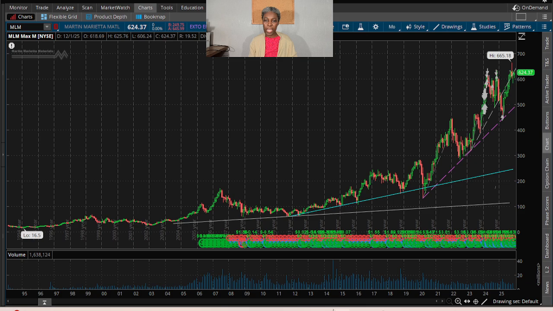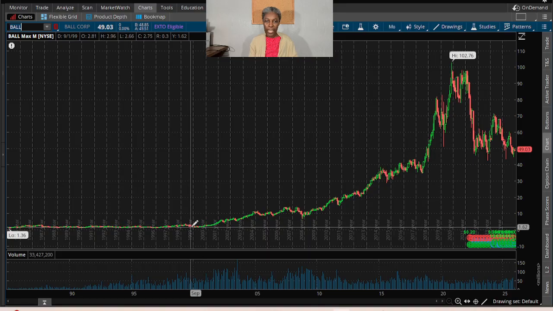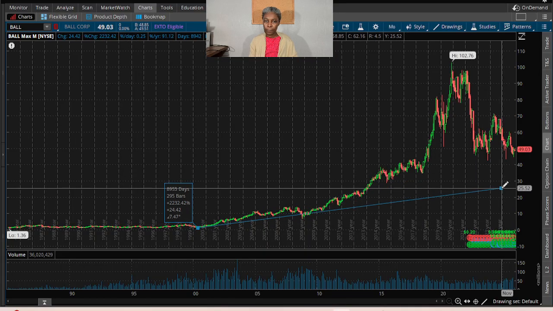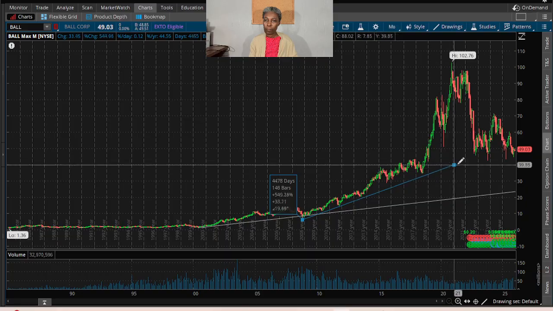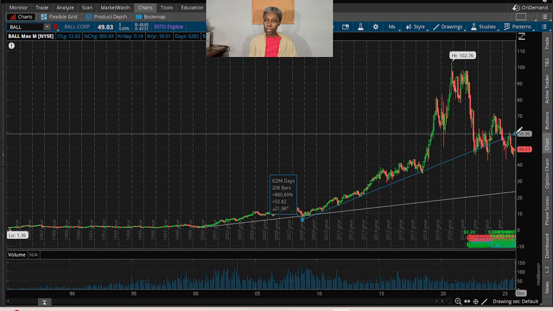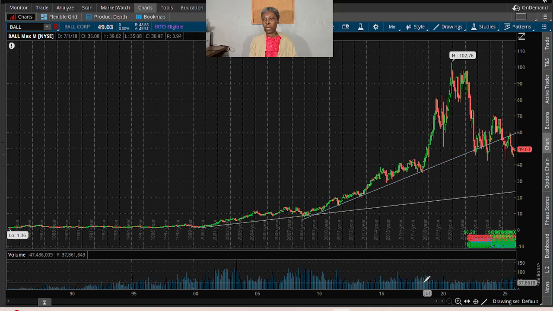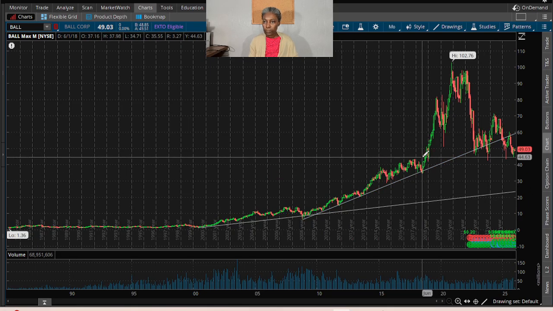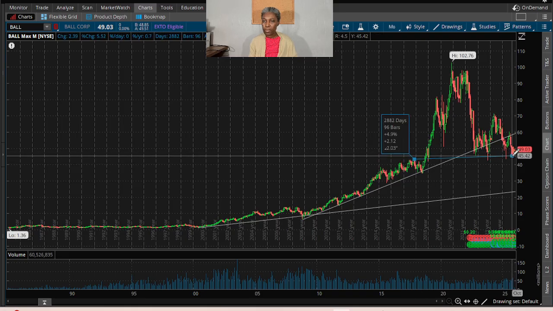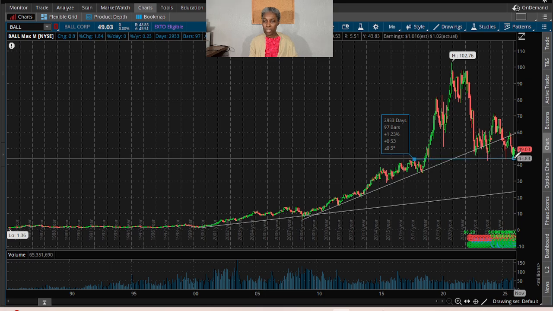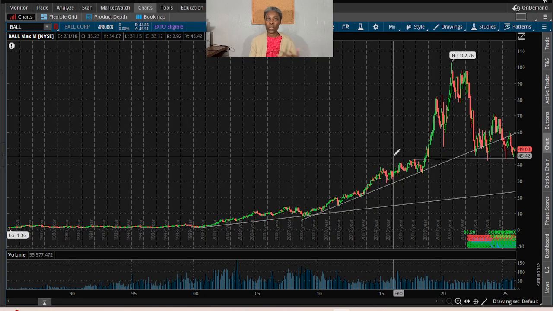Another one is BALL. So BALL, let's trace some lines here. Okay, so it went below it, and it seems to be using this to rest. Some stocks do that. They use a previous resistance as a support line. Not all of them, but some do that.